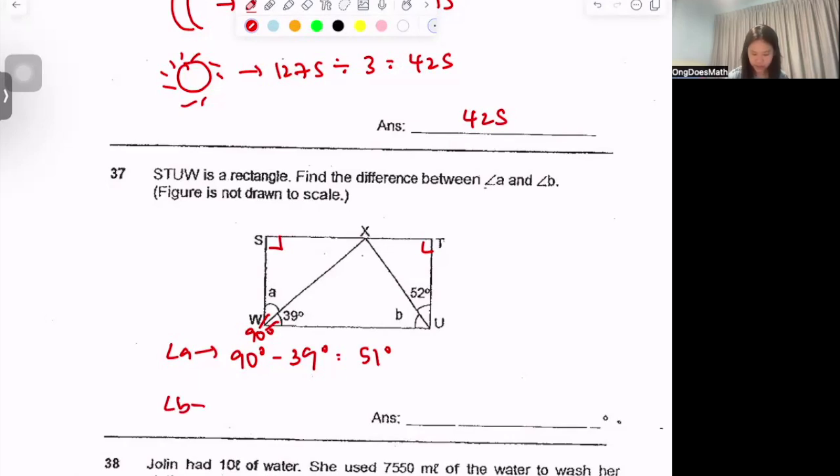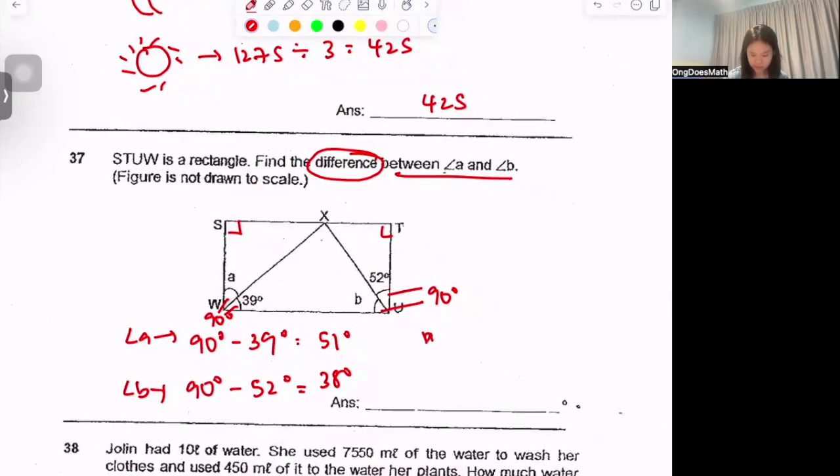Same goes for angle B. These two should add up to 90 degrees, which means to find angle B, we take the sum, which is 90, minus the other angle, which is 52, which means that this should give you 38. Now we cannot stop here because they ask you for the difference between A and B. So the difference between A and B, we take the bigger one minus the smaller one, which is 51 degrees minus 38 degrees. So this should give you 13 degrees. Cool.